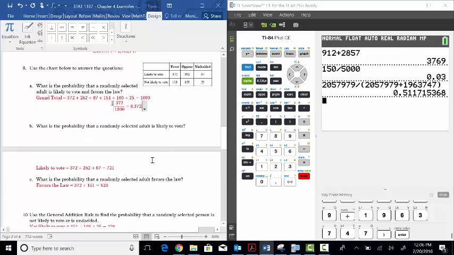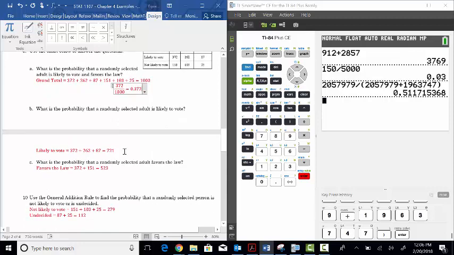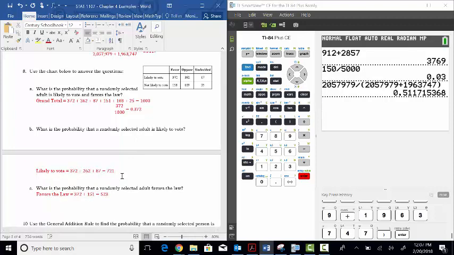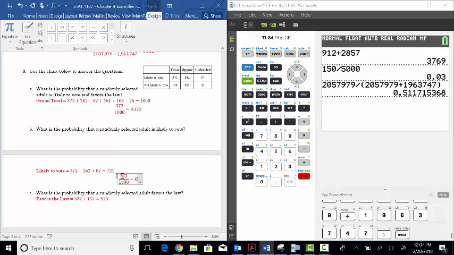Next, it says, what's the probability that a randomly selected adult is likely to vote? Well, for likely to vote, I care less if they're in favor or opposed to the law. I just want to know if they're going to vote. So what I do is I add up all the people that are likely to vote, and again, I divide that out by my grand total. So 721 divided by my 1,000, I get a probability of 0.721.